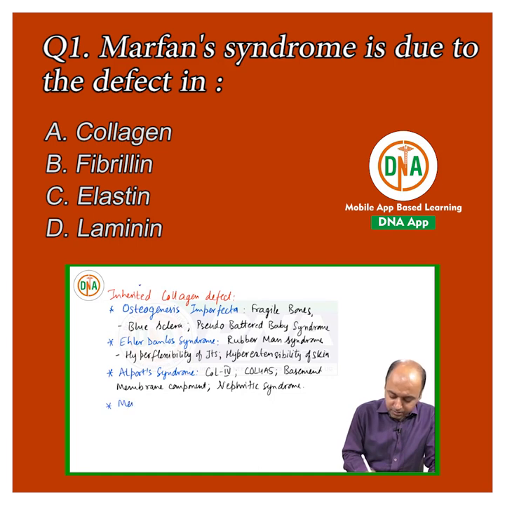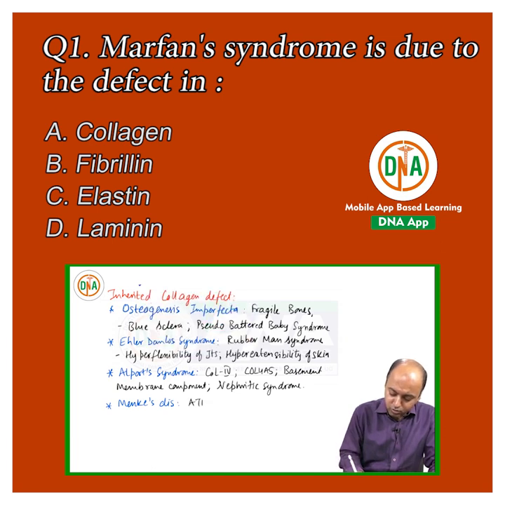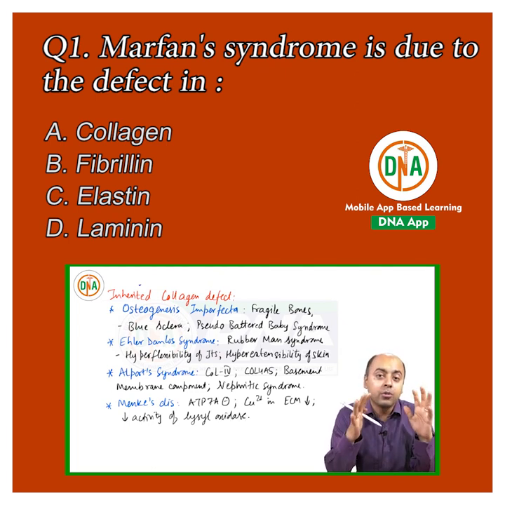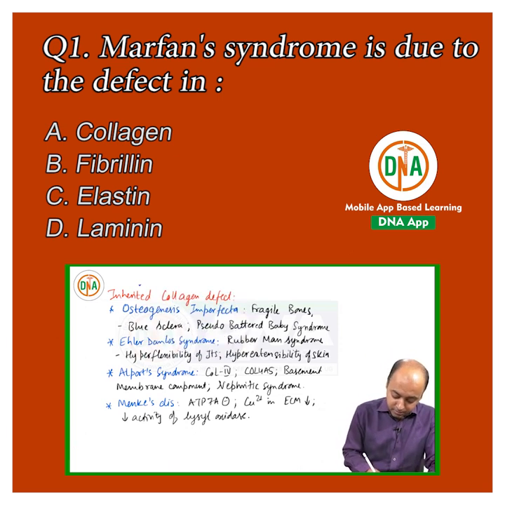Then we have Menkes disease. In Menkes disease, the defect is in the transporter of copper. ATP7A deficiency is there. So copper in the extracellular matrix is decreased, resulting in decreased activity of which enzyme? Of lysyl oxidase. We had said lysyl oxidase is the enzyme which oxidizes the lysine and requires copper for its activity, which is not working properly in Menkes disease.